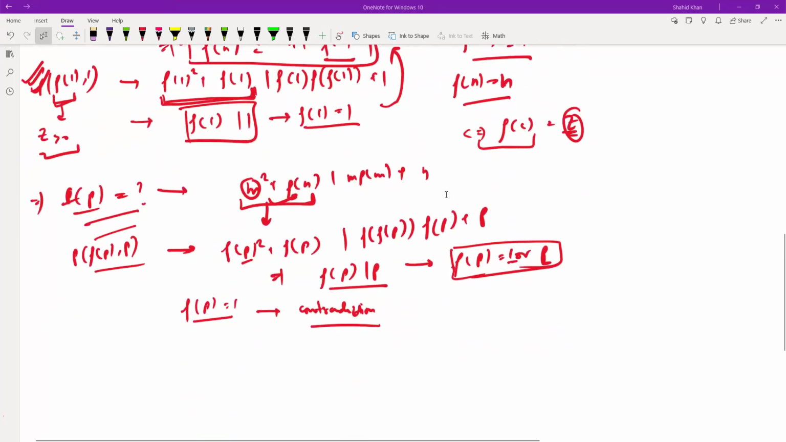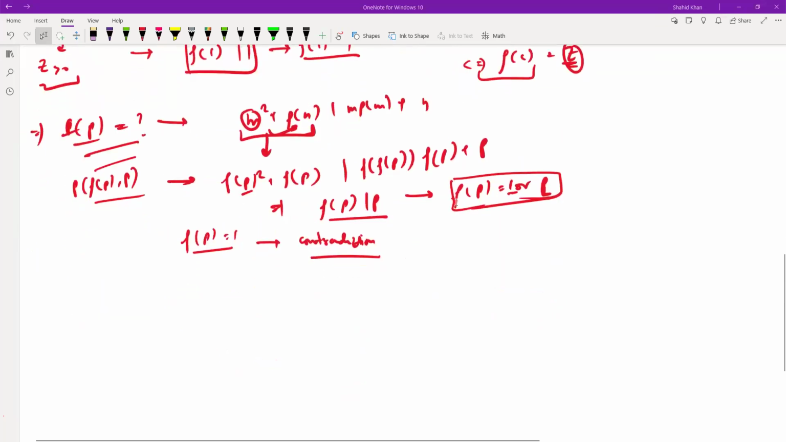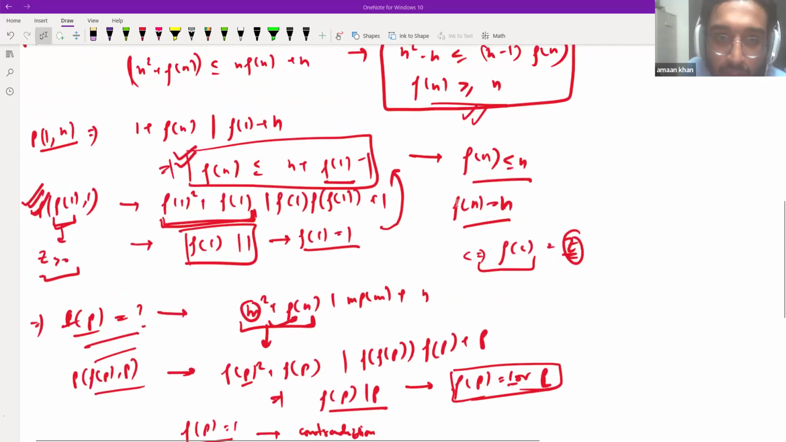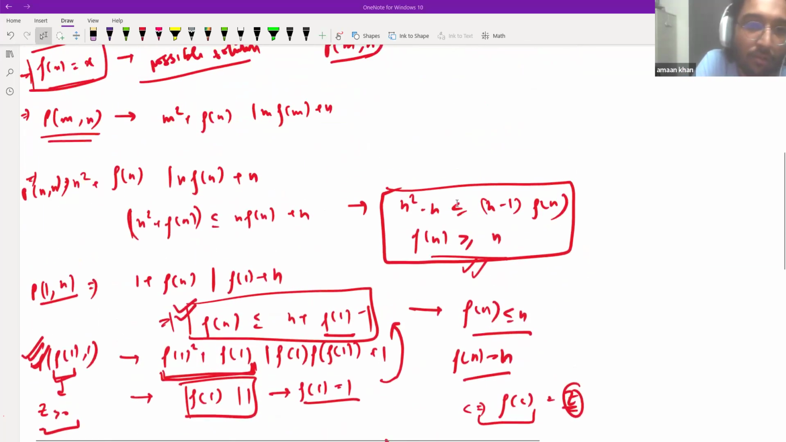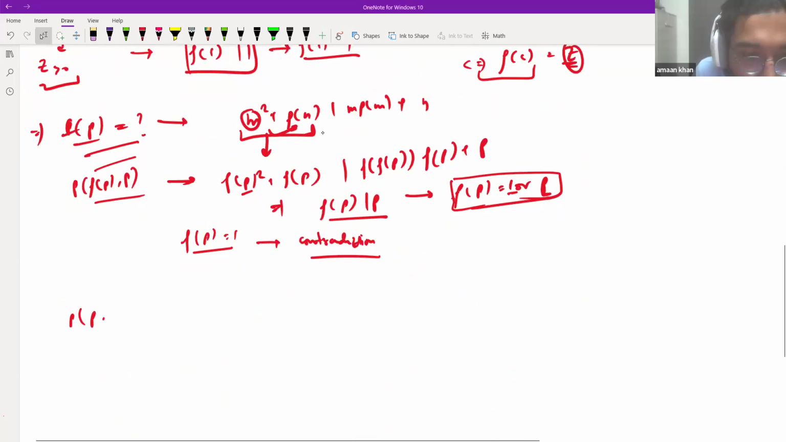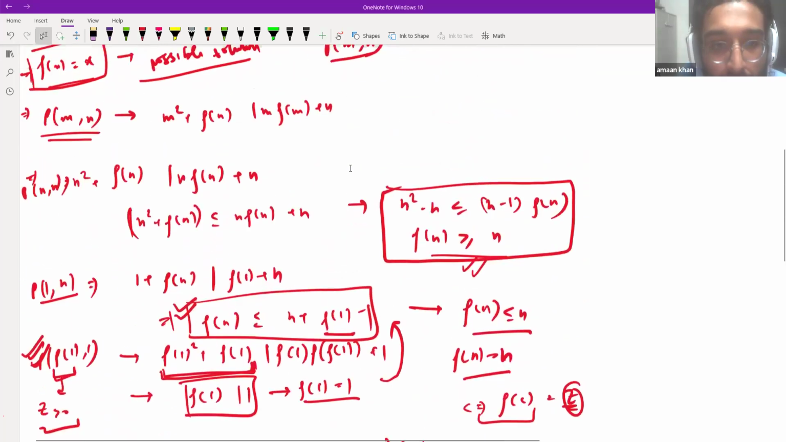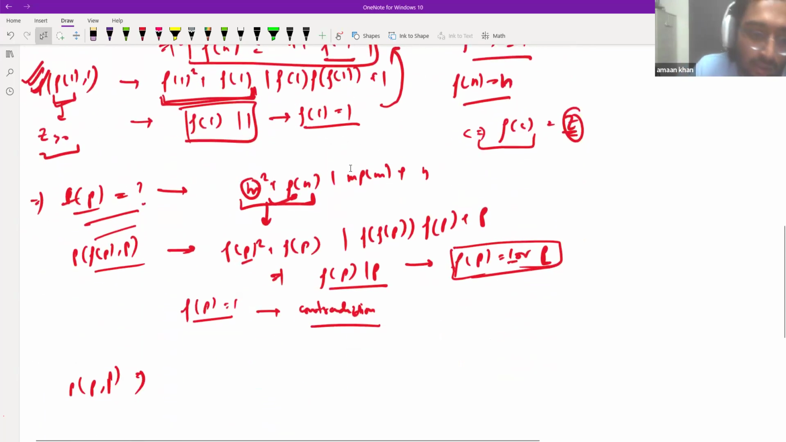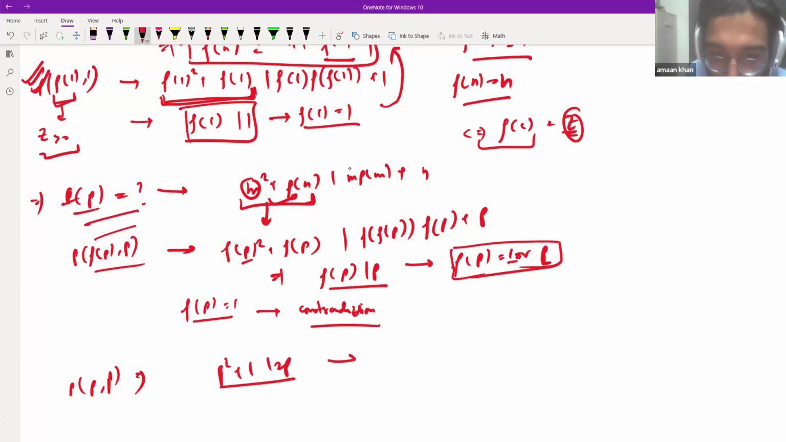p square divides 2p. Okay, how? If we put f of p equals 1, then p square must divide... Where, in what equation? In the first equation, what are you putting there? p comma p. Okay, p comma p, fine. So p comma p gives p square plus f of p, p square plus 1 divides p plus p. Yes, p square plus 1 divides 2p. Now we can know that this also forces p to be 1, which is not possible.